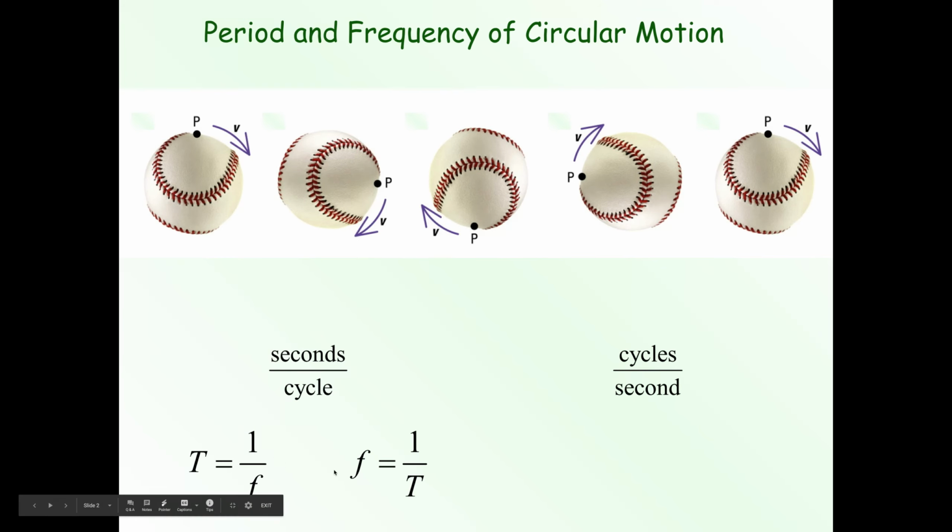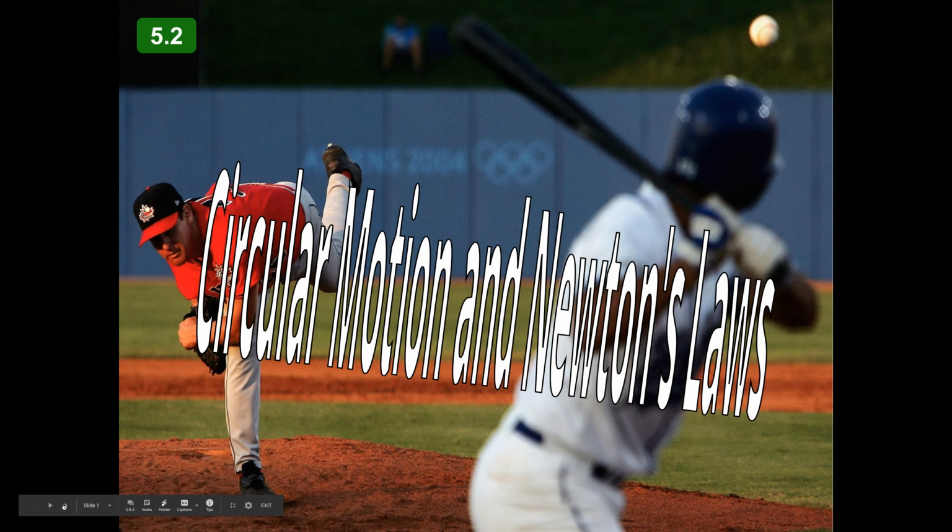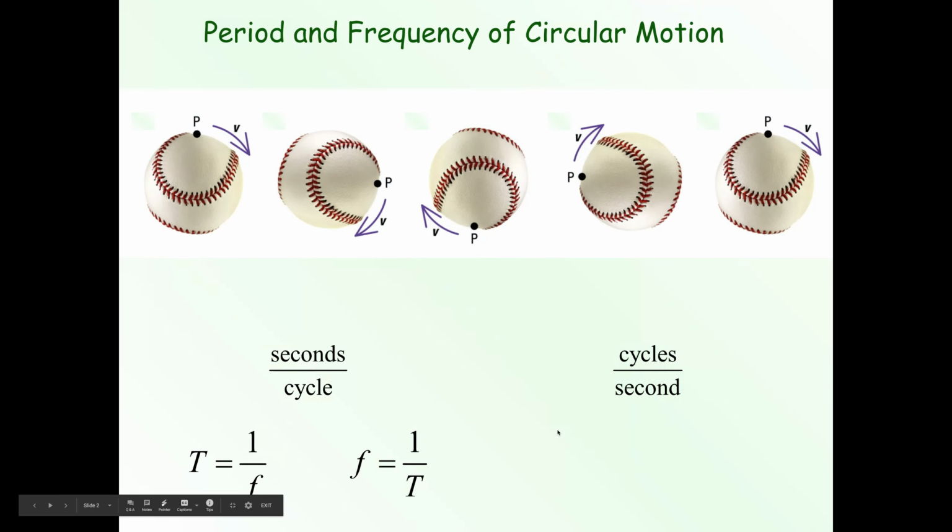Okay, frequency is the inverse of your period or your time. And so frequency is how many cycles per second. So they're just the inverse of each other. And so you can find both of them using these two formulas. So T equals 1 over f. Frequency is measured in hertz.